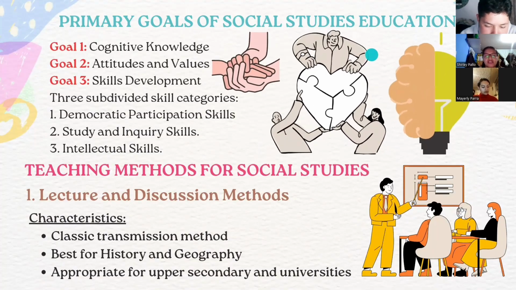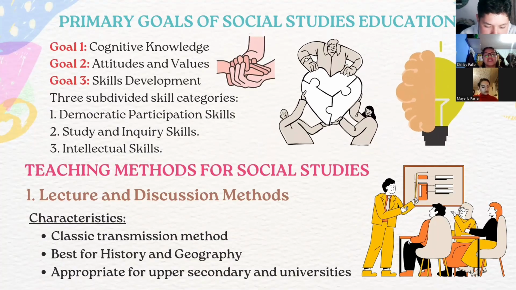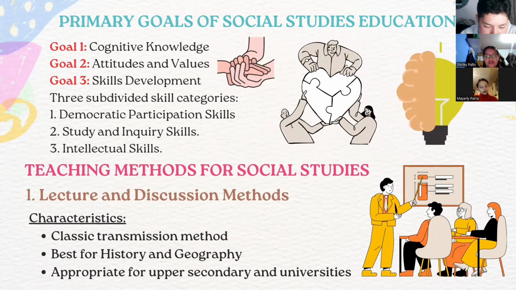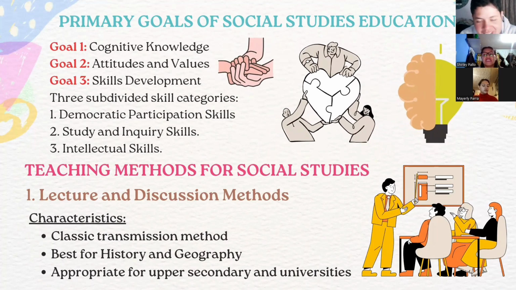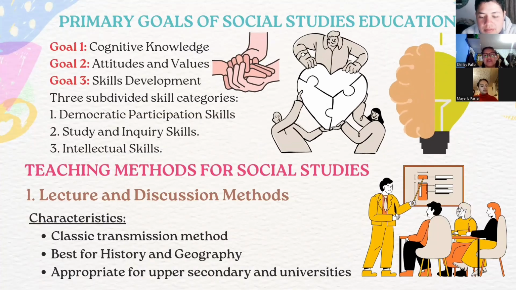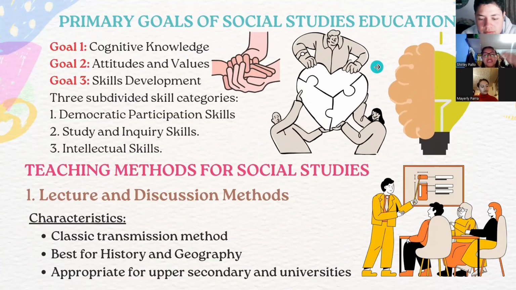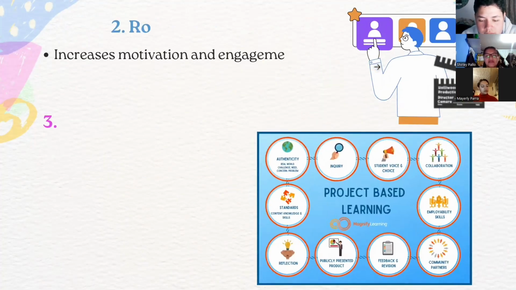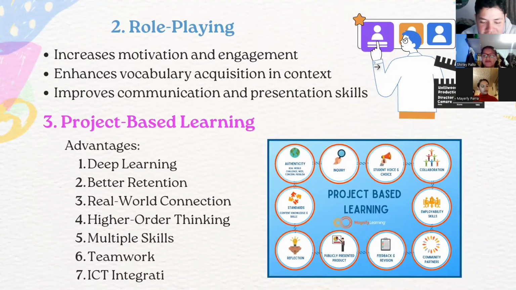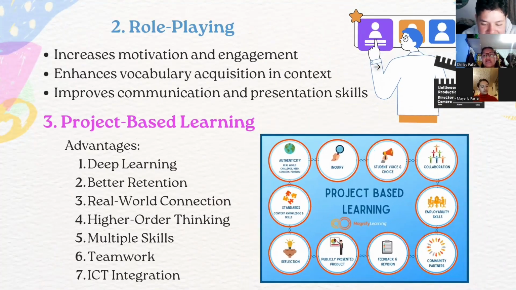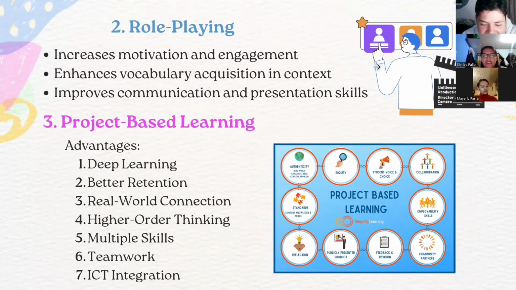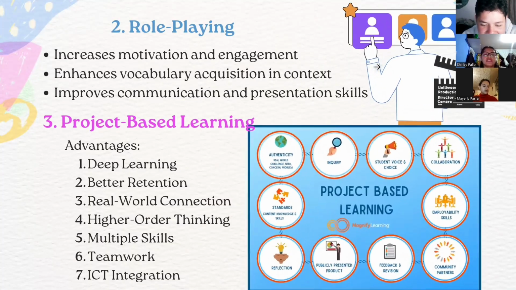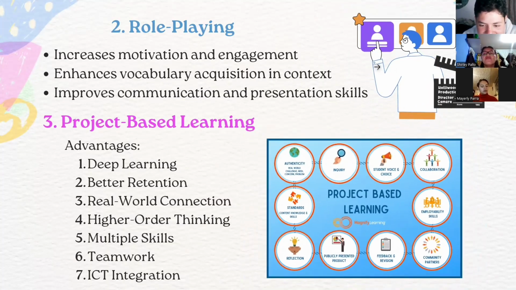This is a traditional transmission approach where teachers present information to students, particularly useful for history and geography. It can introduce new topics and stimulate critical thinking. The second method is role playing. This is an interactive technique where the students act out real world scenarios to deeply engage with content. The students take on roles and experience situations from different perspectives.